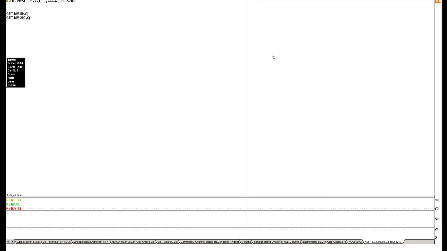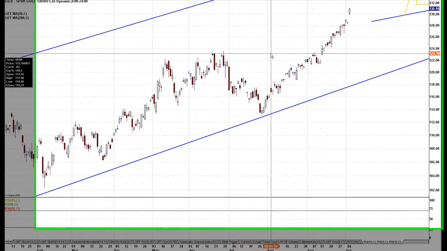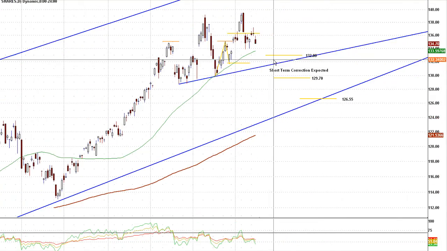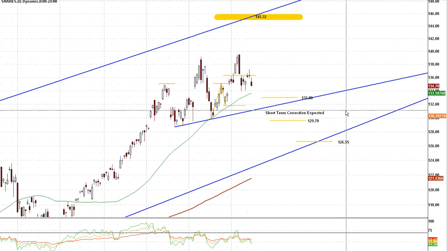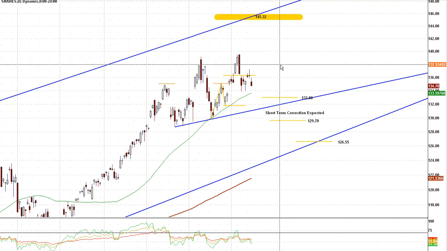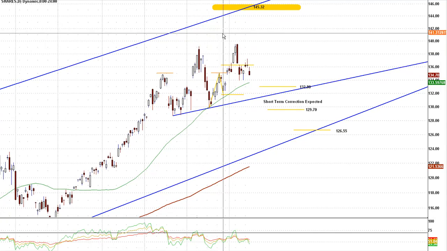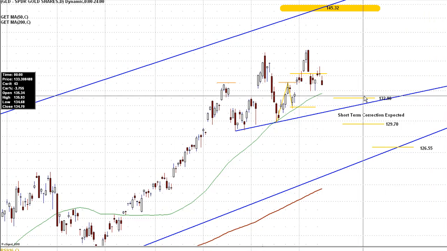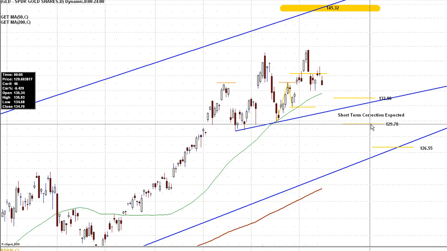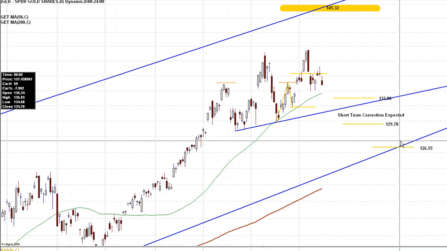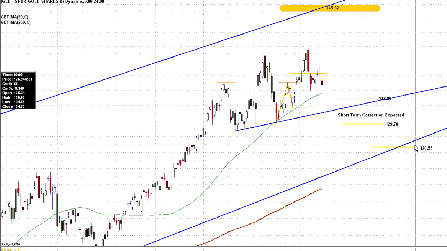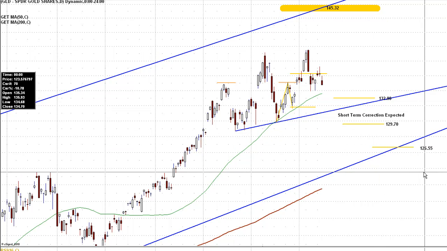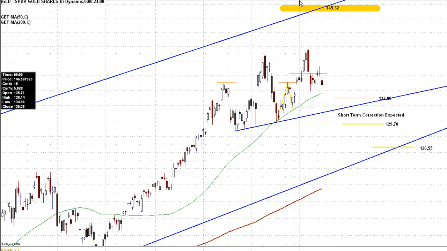Now gold is painting a pretty interesting story. I'm anticipating a short-term pullback in gold, but my upward price target still remains at 145.32. Where are prices going to move? I expect prices to move first to this 132.80 level, then 129.70 up to 126.55. If it moves to 126.55, there's still one more level, which is here at 123.57. That still will allow this to make one more attempt to this high.